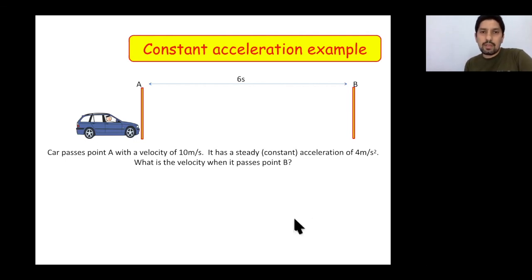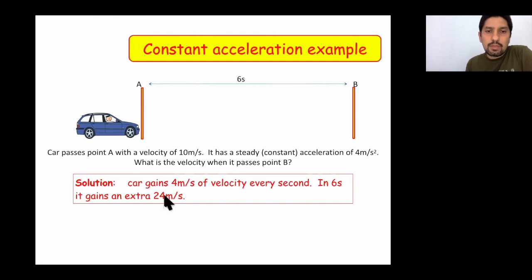So we have an example here. A car passes point A with a velocity of 10 meters per second. It has a steady constant acceleration of 4 meters per second squared. What is the velocity when it passes point B? So every second, the car is increasing its velocity by 4 meters per second. So for 6 seconds, how much will the velocity change? So 6 times 4 will be 24 meters per second.